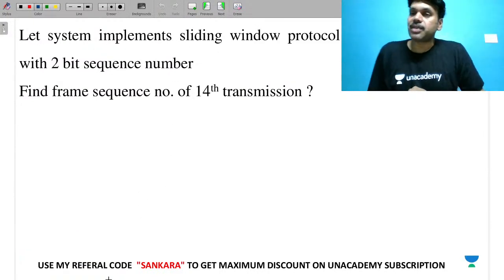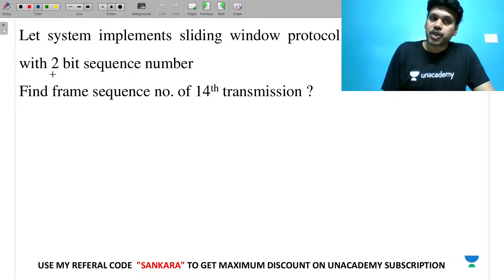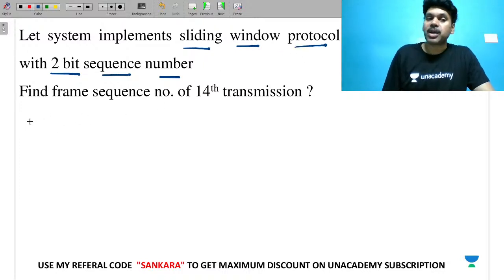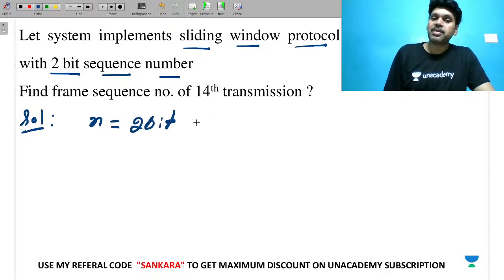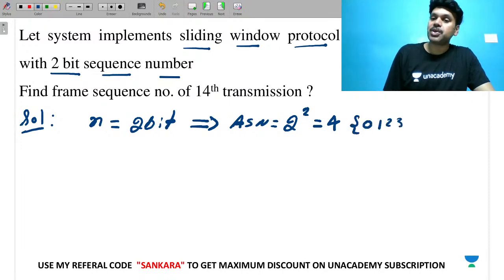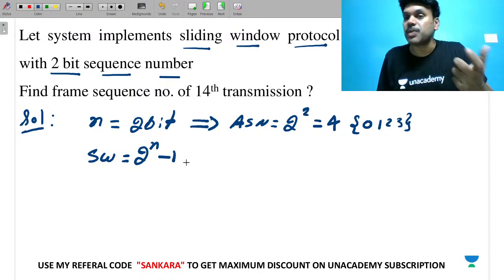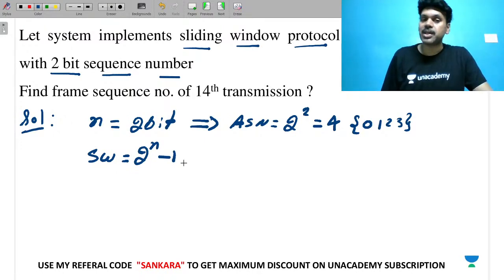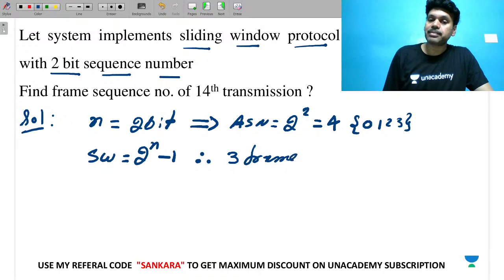Next one, which is another very important question. A 2-bit sequence number is used by the sliding window protocol. Can you say what your available sequence numbers are? Your n value is 2 bits, which gives you available sequence numbers of 2 power 2, which is 4: 0, 1, 2, 3. But what is the sender window size? It is 2 power n minus 1, because the window is reduced from 2 power n to 2 power n minus 1 to avoid ambiguity. So finally, the sender window size is 3 frames at a time.